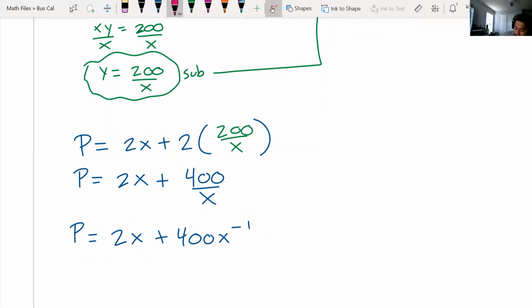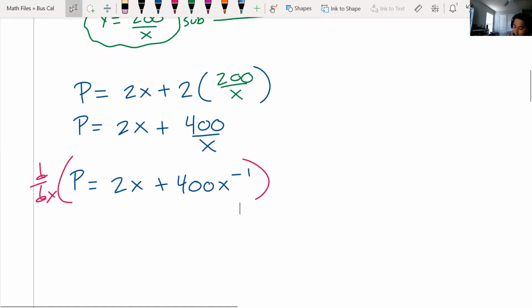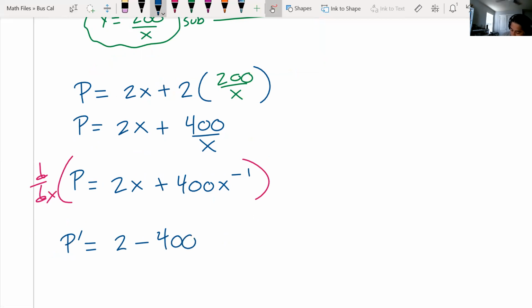Now we take the derivative with respect to x on both sides, and we get P prime equal to 2 minus 400 times x to the negative 2. So what we have done is put the equation all in terms of x, and now we're optimizing.